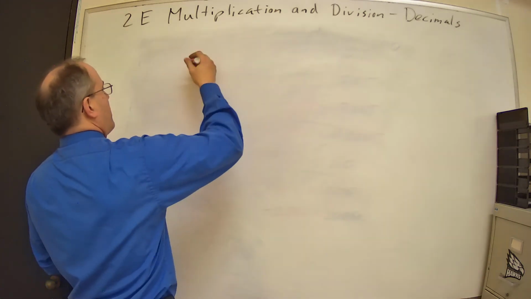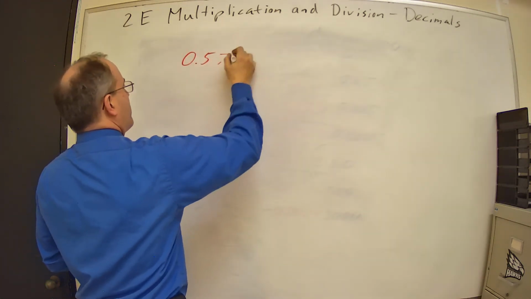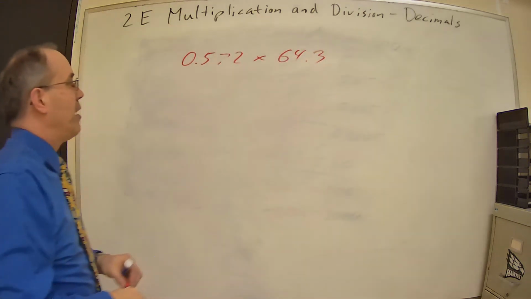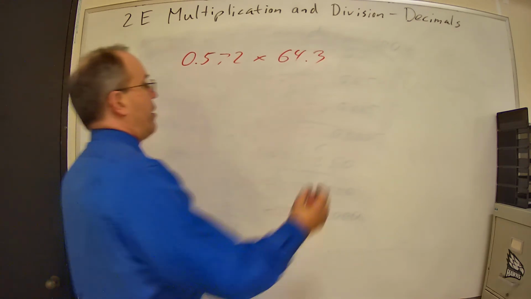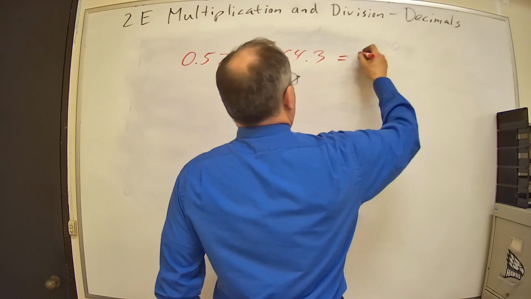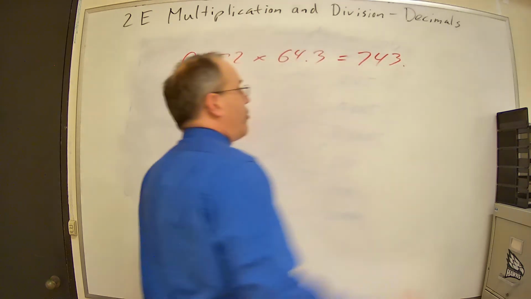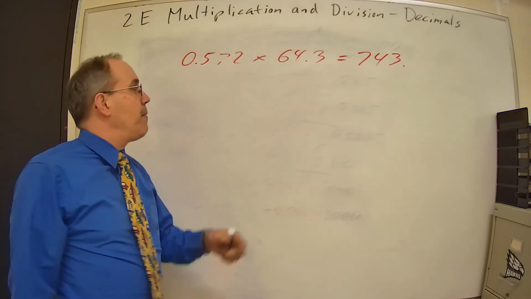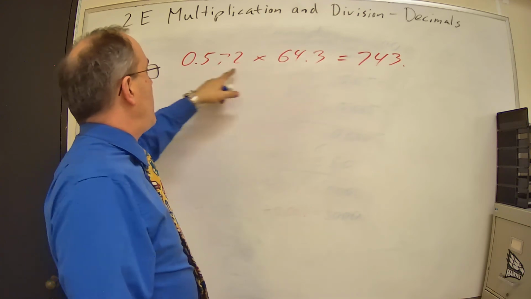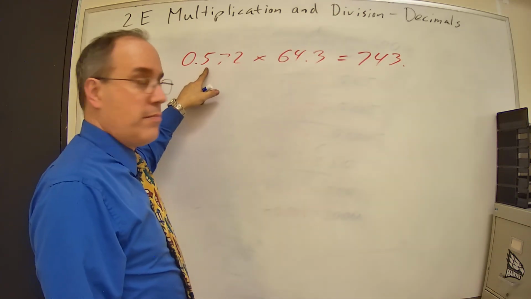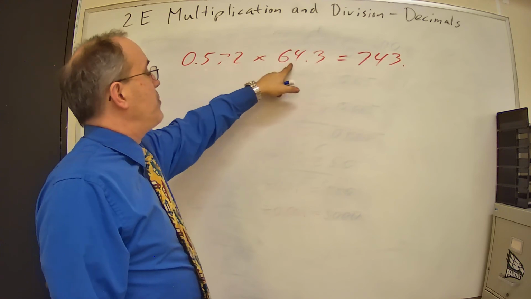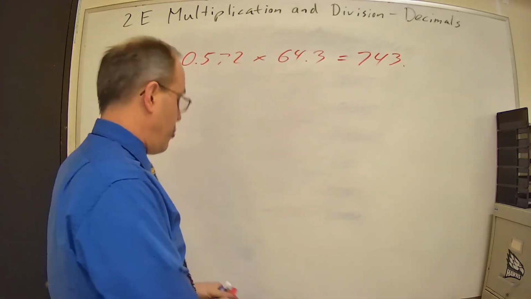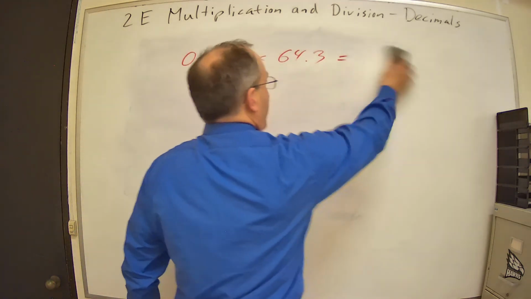I took 0.572 times 64.3 and I came out with 743 point whatever. Now, looking at these rules that I just stated, you're taking 64.3 and you're multiplying it by a number smaller than 1. So your result has to be smaller than 64.3. It can't be something larger than 64.3. So you have to be able to look at that and say, that cannot be right.